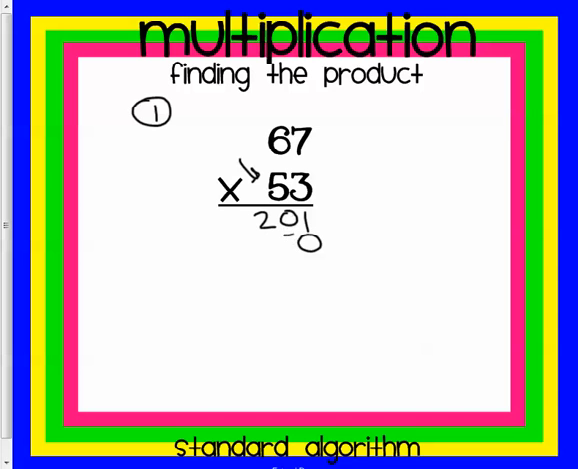5 times 7 is 35, so I'm going to bring the 3 over here so I remember to add it on. 5 times 6 is 30, plus 3 is 33. So now we're going to add these together. 1 and 0 make 1, 5 and 0 make 5, 2 and 3 make 5, and bring down my 3,000. So my answer is 3,551. Let's explore that problem a little bit more.